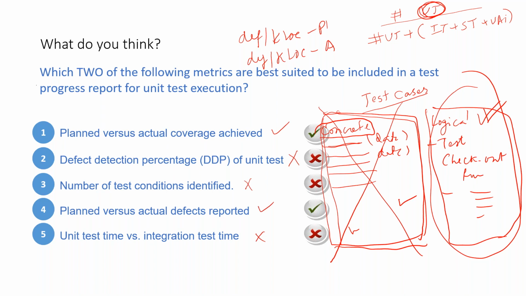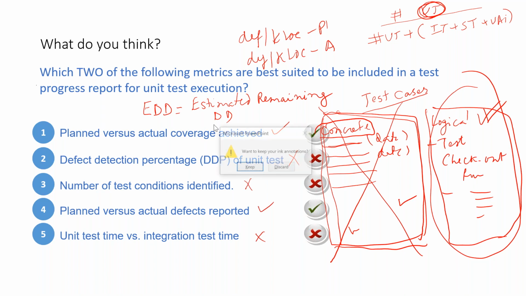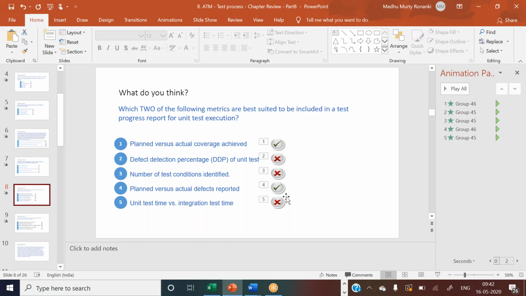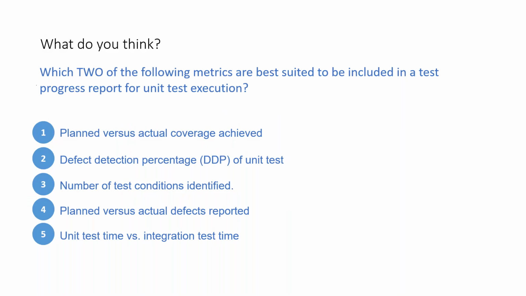Yes. So typically, in organizations now they are using a metric called EDD. EDD is estimated remaining defect density. They call it EDD. I'm not writing it completely. Let me put it here again. So we are talking about EDD.